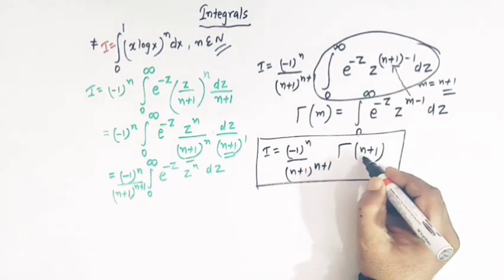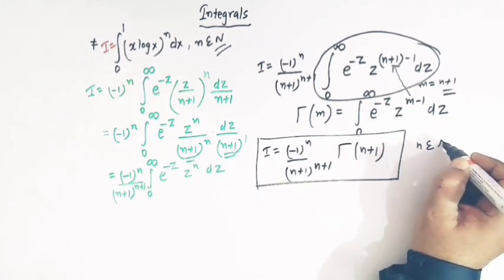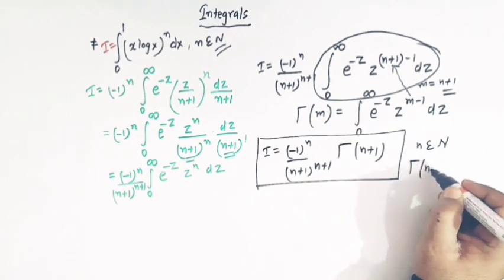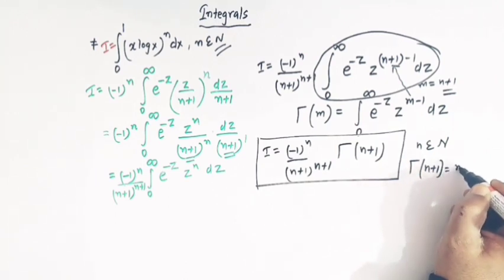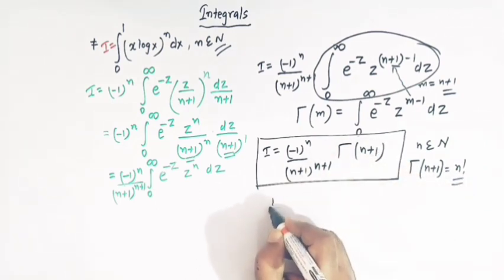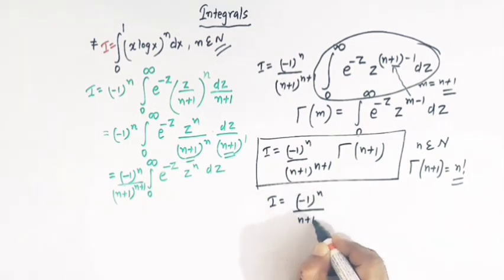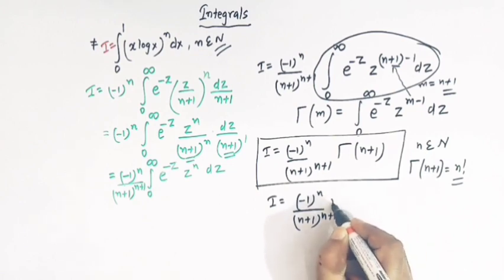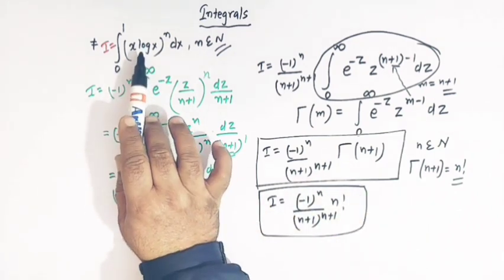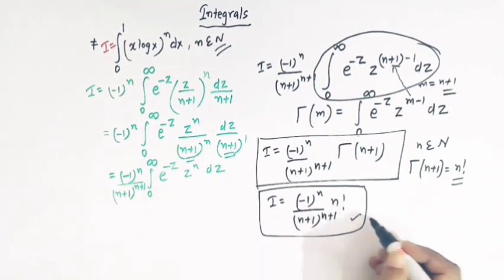Now here we see that our n belongs to the set of natural numbers. So by definition, we can write gamma of n plus 1 is equal to factorial n. So we can replace gamma of n plus 1 by factorial n. So we have I is equal to minus 1 raised to n, times factorial n over n plus 1 raised to n plus 1. So the final value of this integral is given by this expression, right?